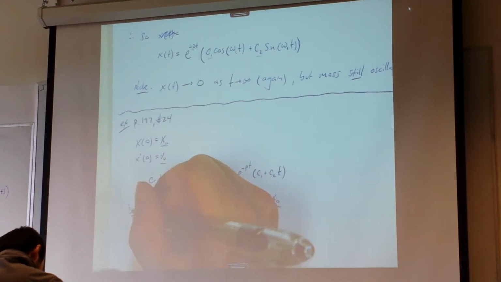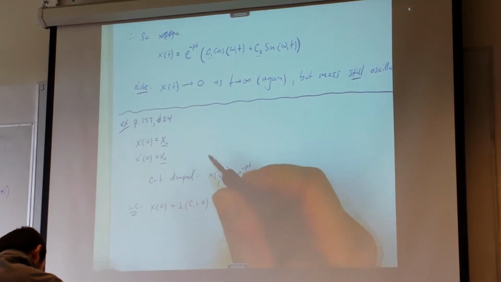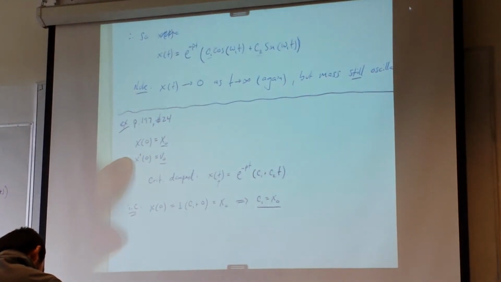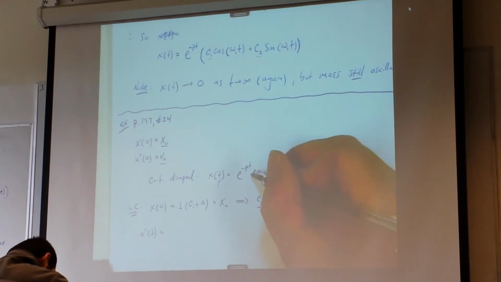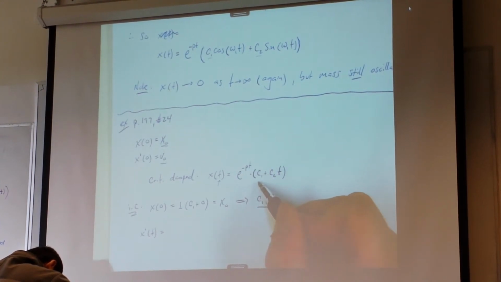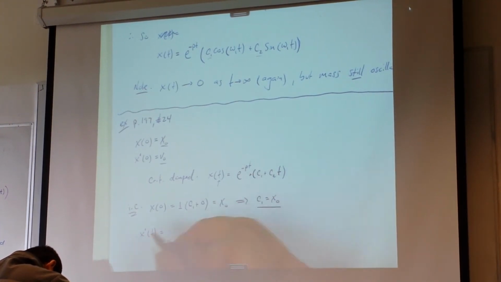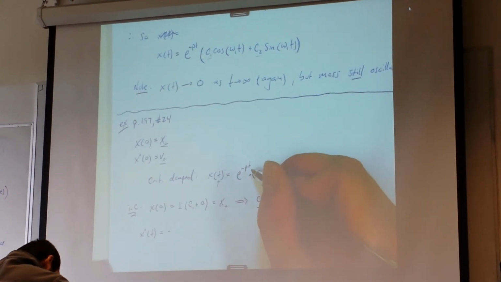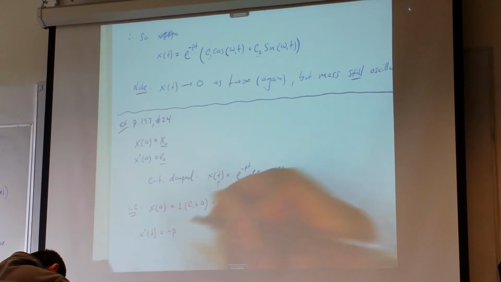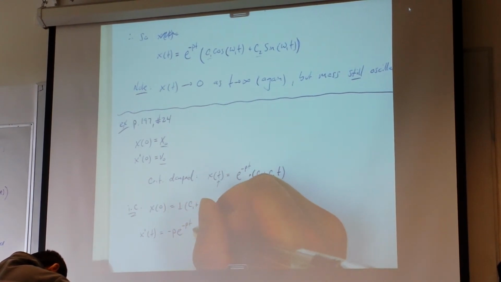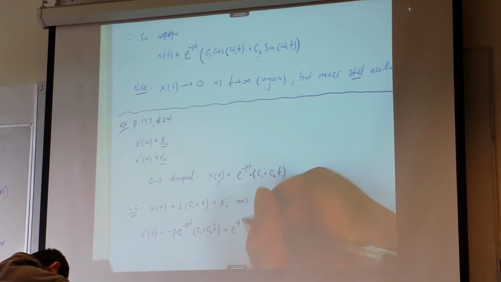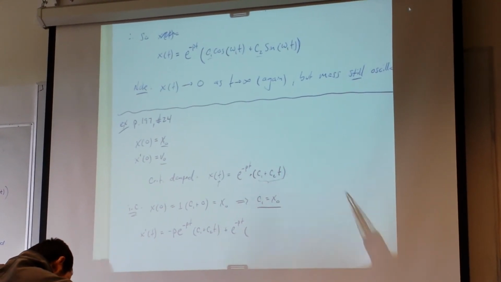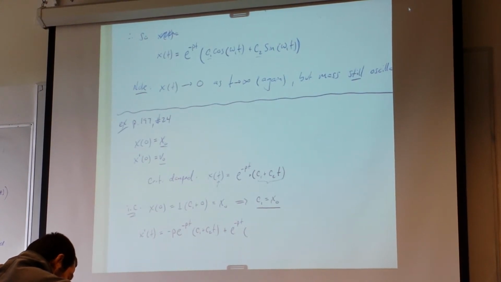The other initial condition we'll take care of in a second. I first need to find a derivative of this, because the other initial condition involves x prime. So let's find x prime of t. Product rule: I can view this as a product of two separate functions. The derivative of the first, negative p, pops out, giving negative p e to the negative pt, times the second, plus the first, e to the negative pt, times the derivative of the second, which is just c2.